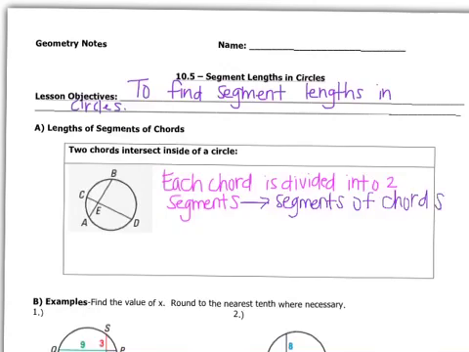How they relate is each segment of the chord, so for example, BE times EA, the two parts of one chord, multiplied together is equal to the two parts of the other chord multiplied together. So that is equal to CE times ED.